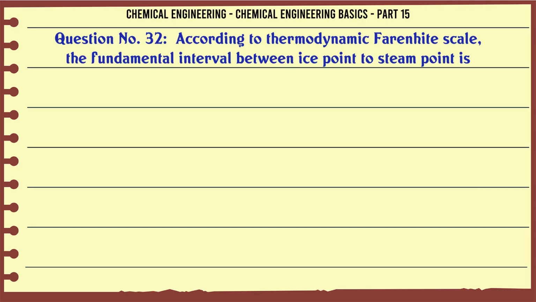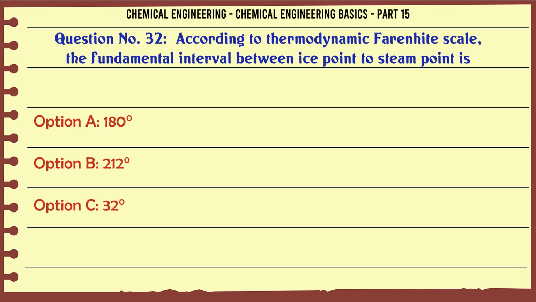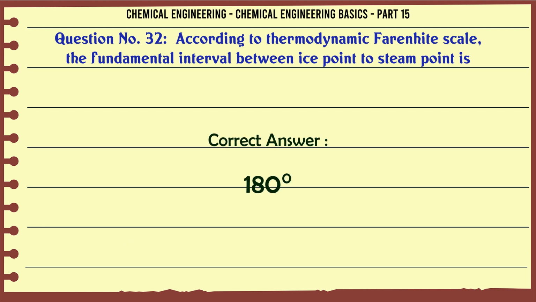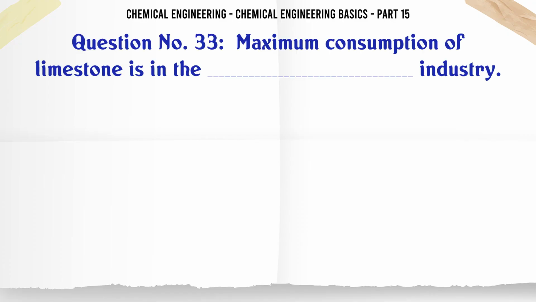According to the thermodynamic Fahrenheit scale, the fundamental interval between ice point to steam point is A. 180, B. 212, C. 32, D. 273. The correct answer is 180.